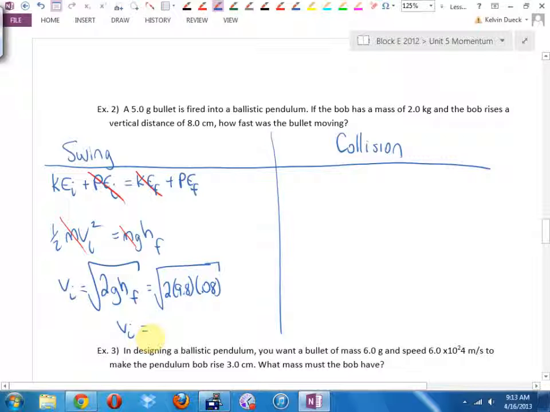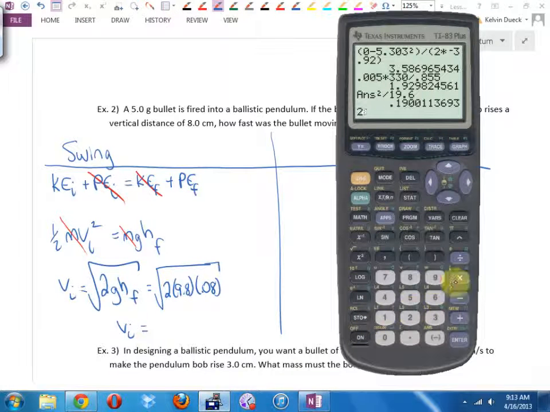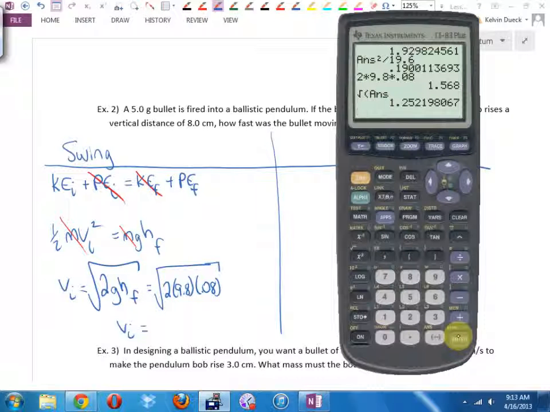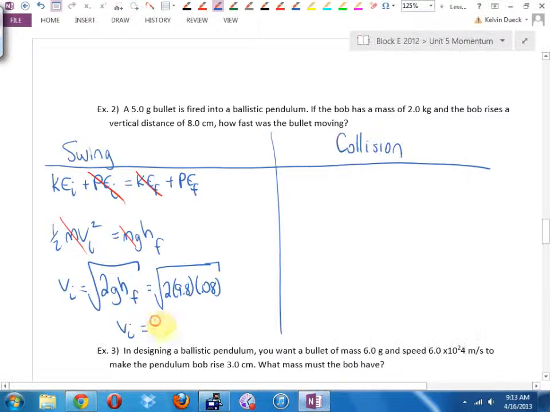What's the initial velocity of the swing? 2 times 9.8 times 0.08. Square root of that. 1.2522 meters per second.